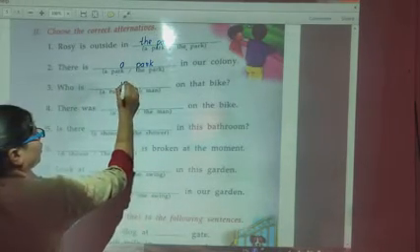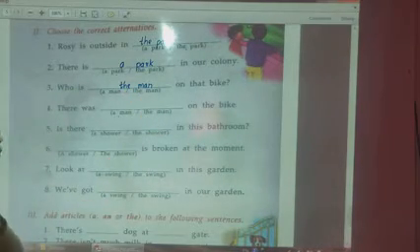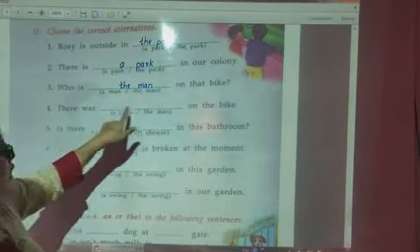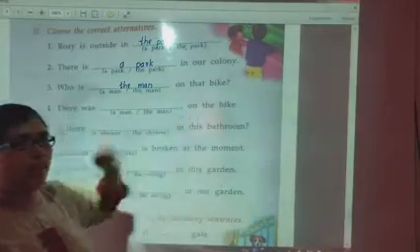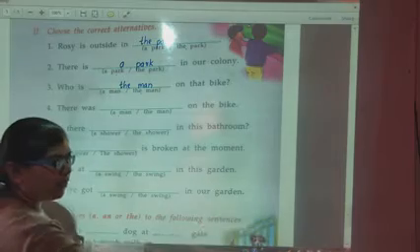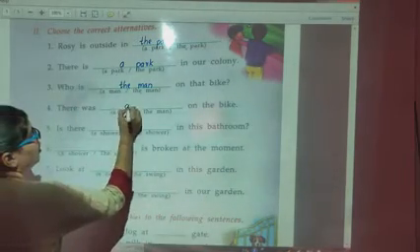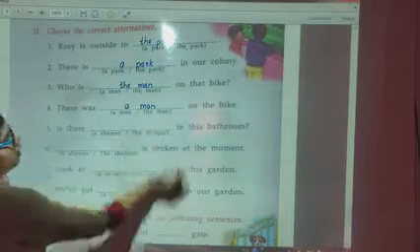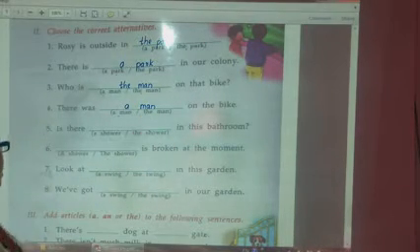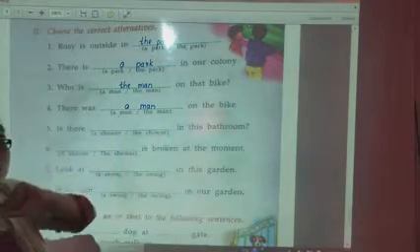The man. The man on that bike. There was dust on the bike. Now here we are talking about the bike which is near to us. What will be there? There was a man on the bike.